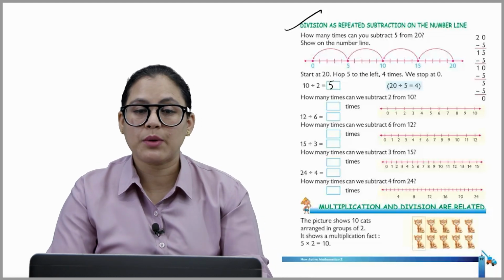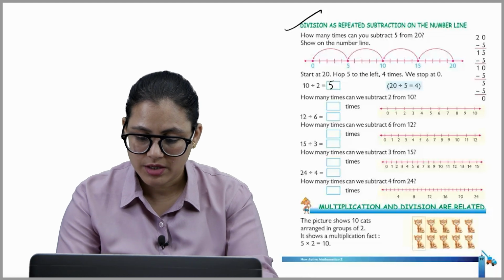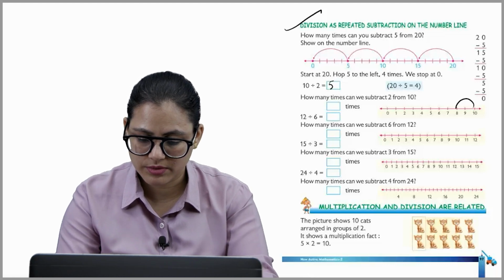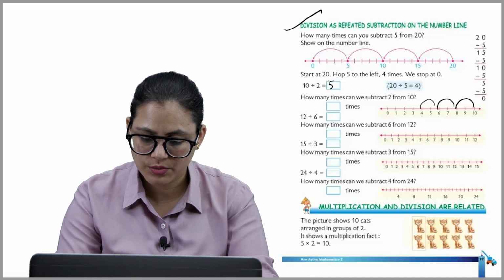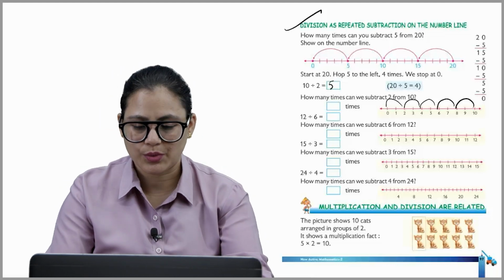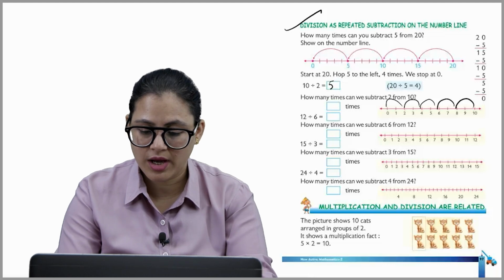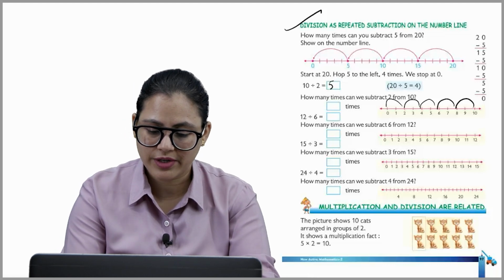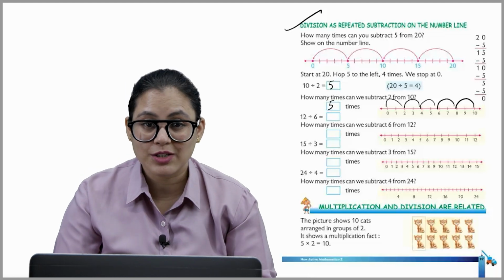How many times can we subtract 2 from 10? So let's start from 10. 1 jump, 2, then 1, 2, 1, 2, 1, 2, until we reach 0. Okay, so how many times can we subtract? See, 1, 2, 3, 4, 5. 5 times. Okay, next, 12 divided by 6.